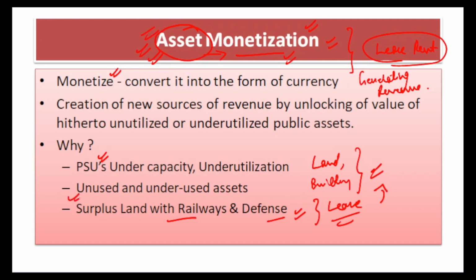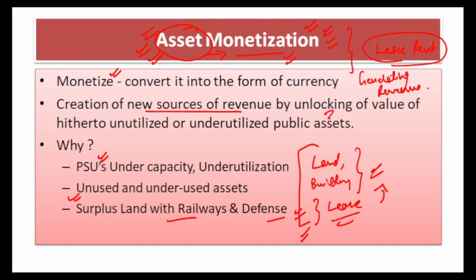Because there are so many unused and underused assets, there is underutilization of resources happening. Now because of the surplus land, assets and buildings, the government is planning to lease them to the private sector so that the government can generate revenue. This is called asset monetization. So what would happen under asset monetization? It would create a new source of revenue for the government, because anyway this is unutilized potential.